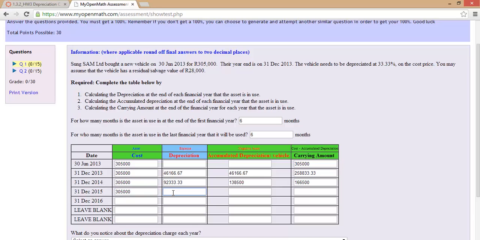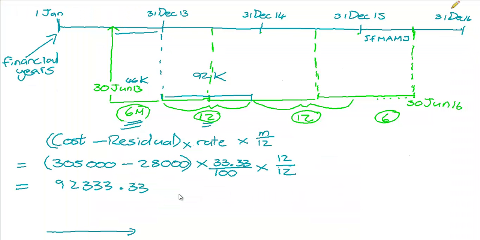Then on the 31st of December 2015, the cost is once again going to be 305,000 Rand. The depreciation, since it's based on the cost price and the cost price has not changed, is going to be exactly the same in this year. That runs from there to here. Because it's based on the cost price, the 305 doesn't change, the 28 doesn't change, the rate doesn't change, the 12 is still applicable. So the depreciation in year 3, or my third financial year rather, is going to be 92,000 Rand as well.